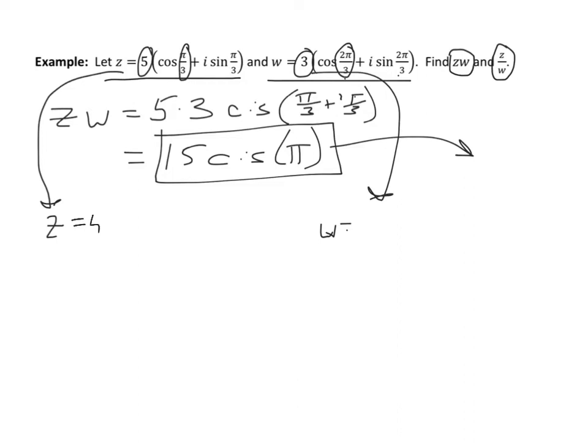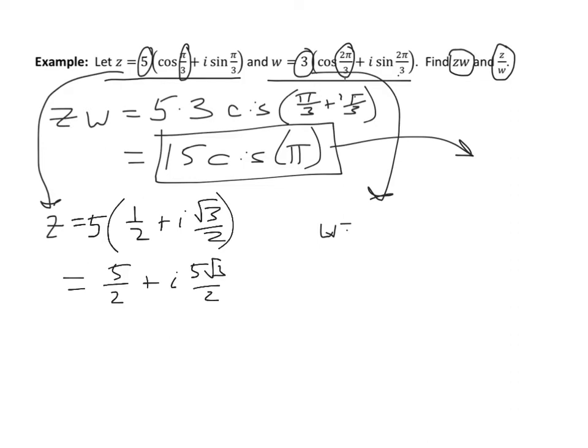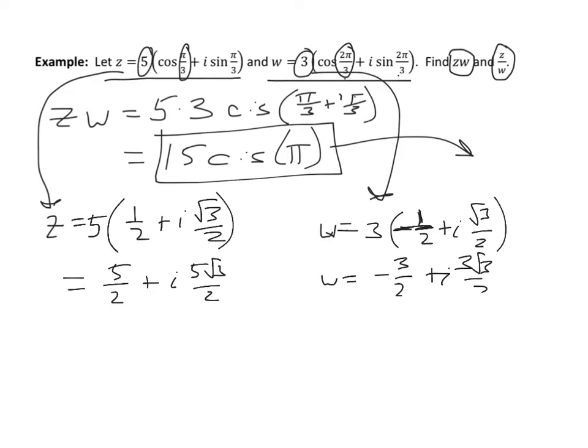So z here would be 5 times the cosine of pi over 3, which is 1/2, plus i times the sine of pi over 3, which is root 3 over 2. So z here is 5/2 plus i times 5 root 3 over 2. And w for us is 3 times the cosine of 2 pi over 3. The cosine of 2 pi over 3 is negative a half, and then plus i times the sine of 2 pi over 3, which is root 3 over 2. And so w for us winds up being negative 3 halves plus i times 3 root 3 over 2.